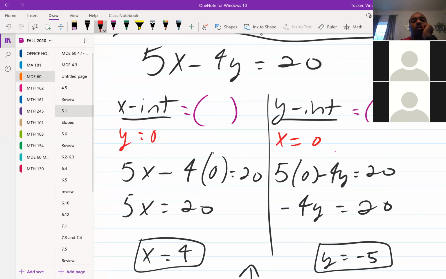All right, so starting off with the x intercept, I'll plug in 0 for y. 4 times 0 cancels, leaving me with just 5x equal to 20. Divide by 5. x is equal to 4. That's (4, 0).